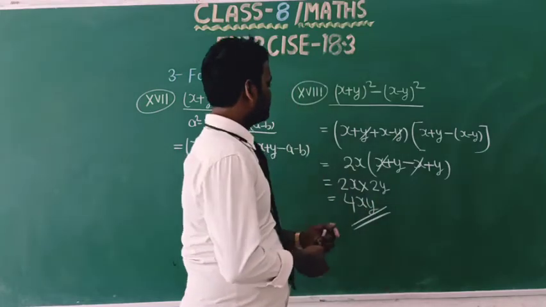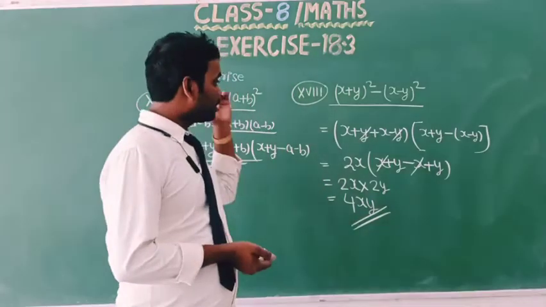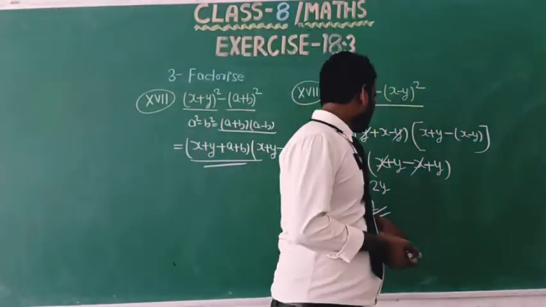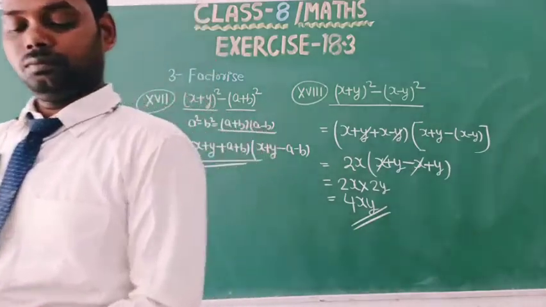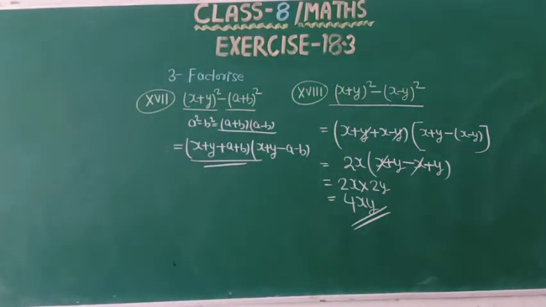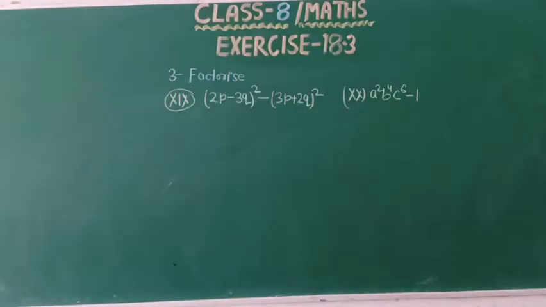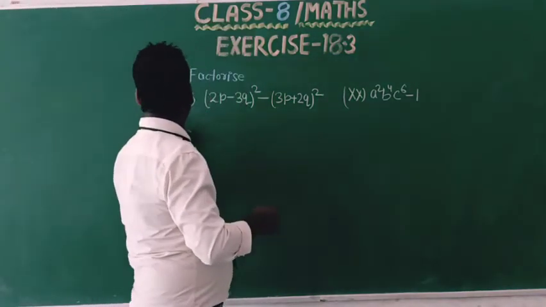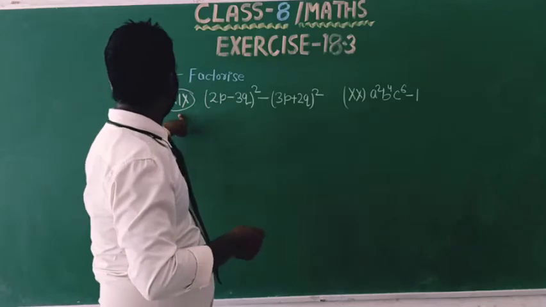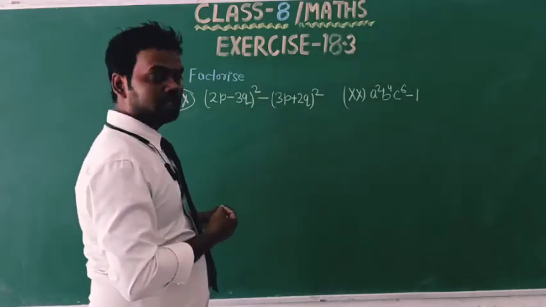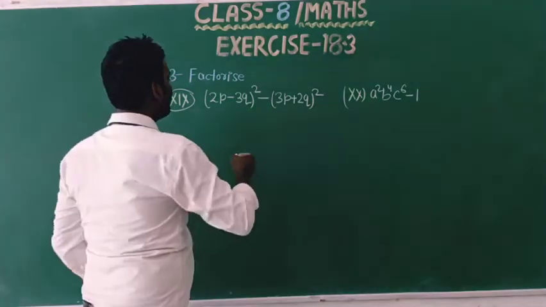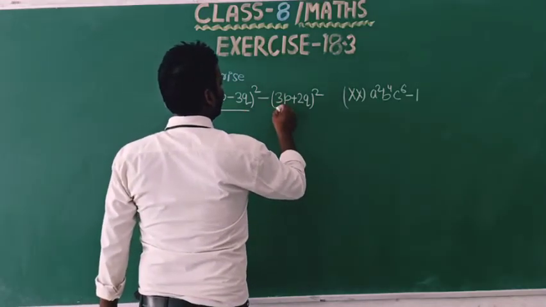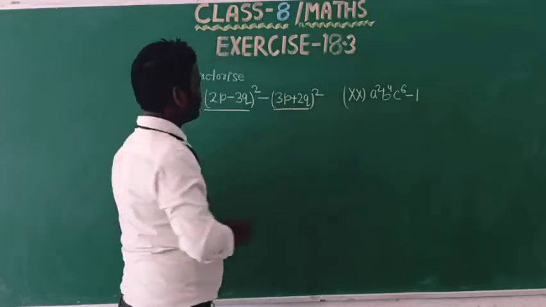So dear children, this is the factors of (x + y) whole square minus (x - y) whole square. Okay dear children, this is the 19 and 20 part of question number 3. So this is (2p - 3q) whole square minus (3p + 2q) whole square.